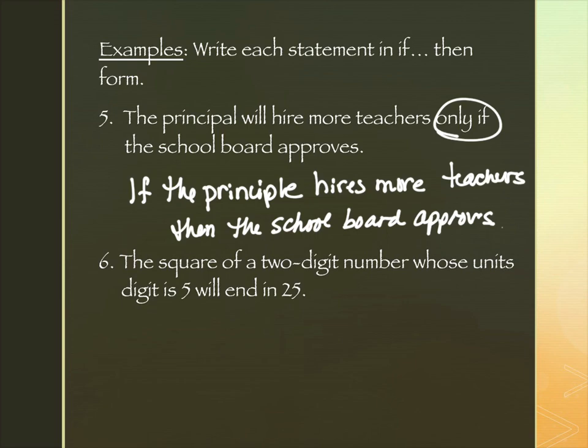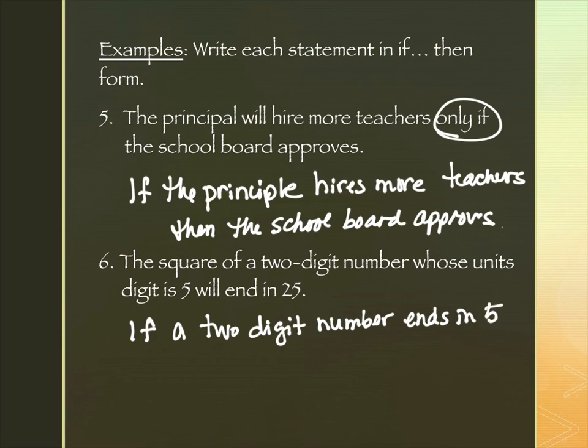All right, now let's actually do what the directions say, which is to rewrite it in if-then form. So it's going to start out if. If what? If the square of a 2-digit number is 25. Not quite. If the 2-digit number whose units digit is 5, then the square will... Yeah, it's kind of weird just because of the math part of it. So if a two-digit number ends in 5, or you could say whose units digit is 5, then the square will end in 25.